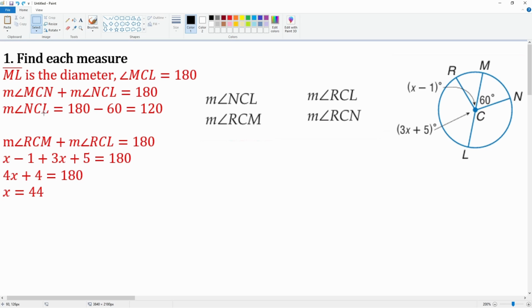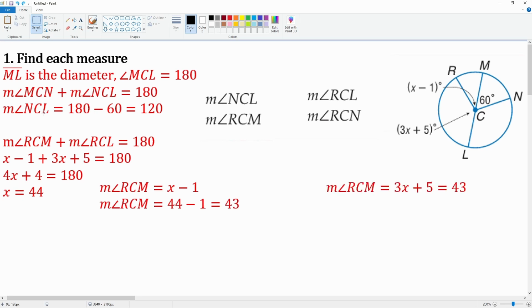Now to find each individual piece, you just plug it in. RCM is x minus 1, so it's 44 minus 1, which is 43. RCL is 3x plus 5, plug in the 44, and you get 137. Okay, those are all your four pieces.